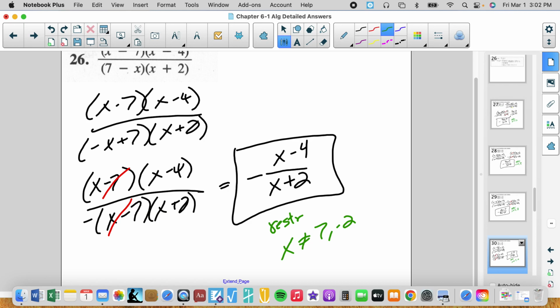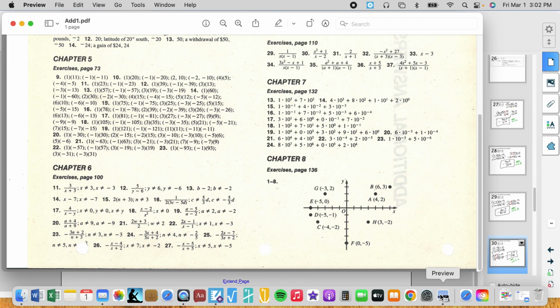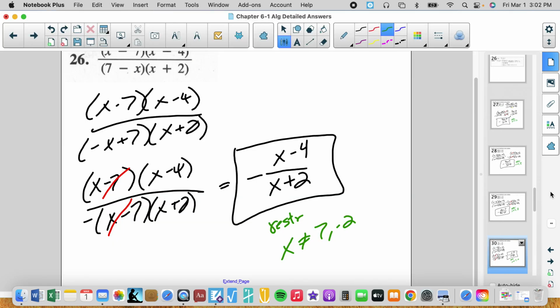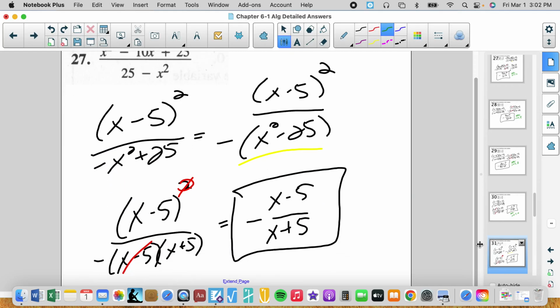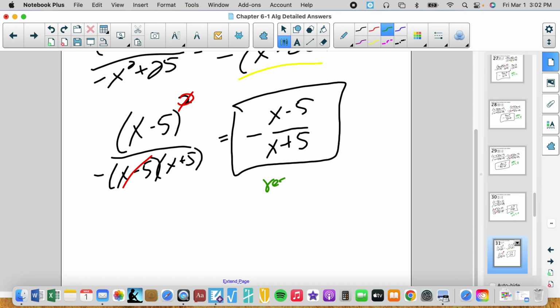Let's check that one. That one might be a little iffy. 26. 7 and negative 2. Nothing iffy about that. I got it.